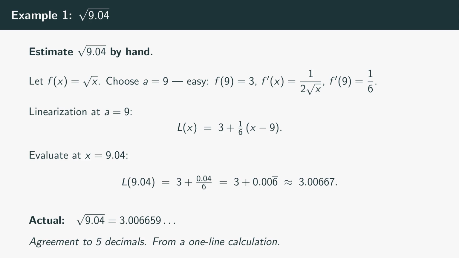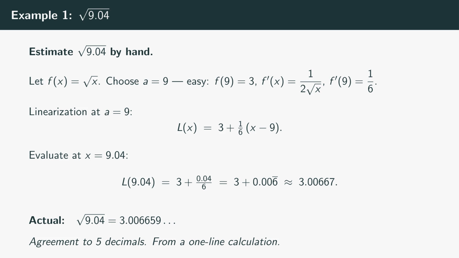First example. Estimate the square root of 9.04 by hand, no calculator. Set f of x equals the square root of x. We need a nearby point a where the square root is easy, and obviously that's a equals 9, because the square root of 9 is 3. Compute the two ingredients. f of 9 equals 3. f prime of x equals 1 over 2 root x, which at x equals 9 is 1 over 6.